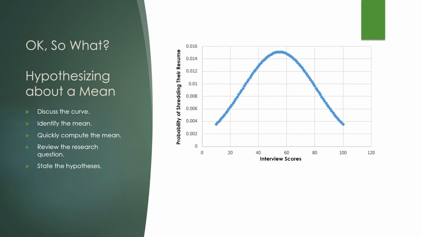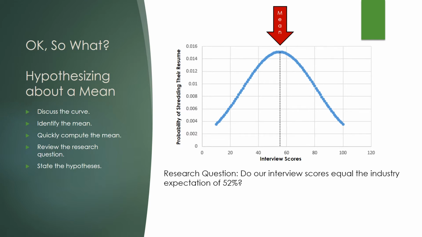To the right, you see some data. The data plots interview scores against a probability of the interviewee having their resume shredded after the interview. As you can see, the highest point is the mean. The mean is somewhere around 55, 57. You know, if you kind of eyeball it, it's somewhere in there. And this mean can be used to help us tackle this really important research question.